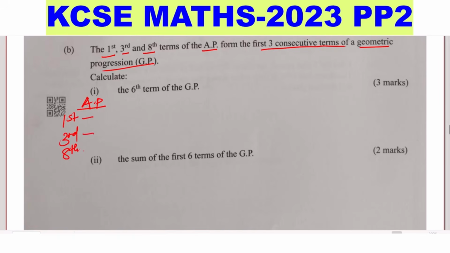We write these. So the first term of an AP is A. The third term, remember how we gave the nth term? Just to remind you, the nth term of an AP is given by A plus n minus 1 D. So if you want to get, for example, the third term, you just substitute n with 3. Okay, so the third term will be A plus 2D. A plus 2D.